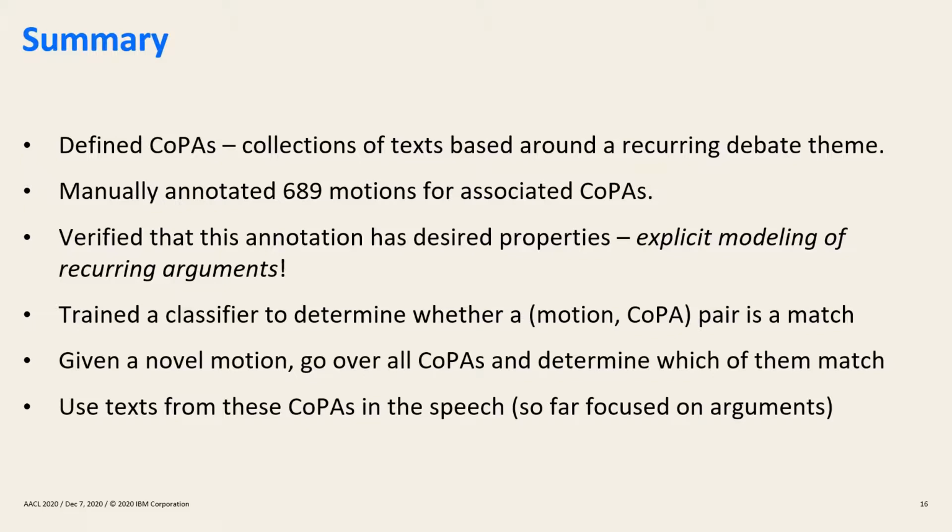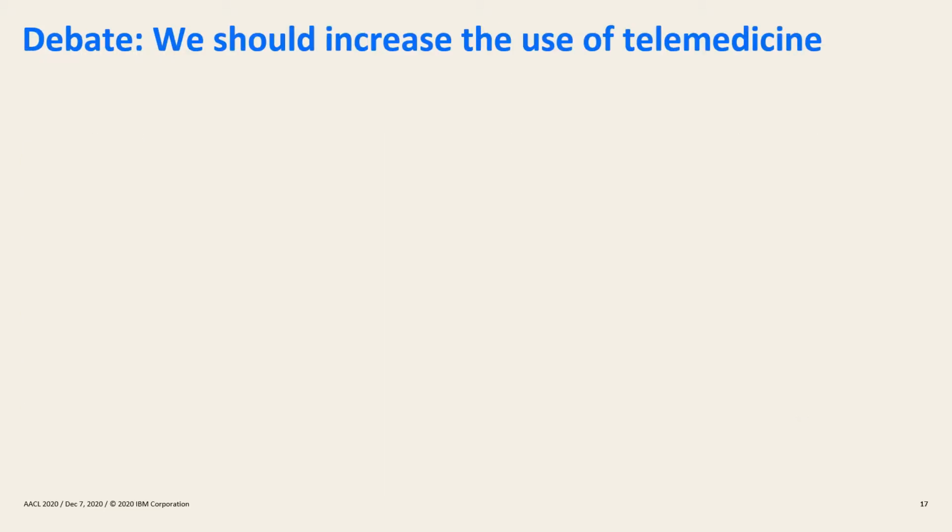We trained the classifier to determine whether a motion-COPA pair is a match, so that when we're given a novel motion, we can go over all COPAs and determine which of them match, and from those which match, we can use texts in the actual speech. So far, we've focused on arguments, but this is, as I've mentioned in the very beginning, not the only kind of texts we have in these classes.